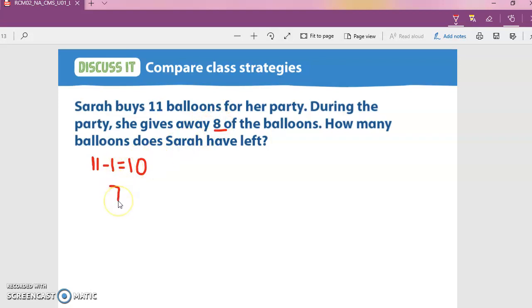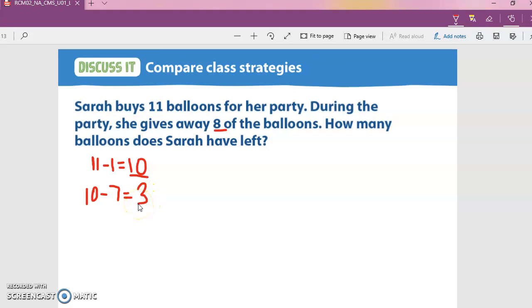is 7. So that means that I have 7 left to subtract, and I don't have 11 anymore because I already subtracted 1. So my new number that I'm using is 10. So I have 10 minus 7. And what is 10 minus 7? 10 minus 7 is 3, right?